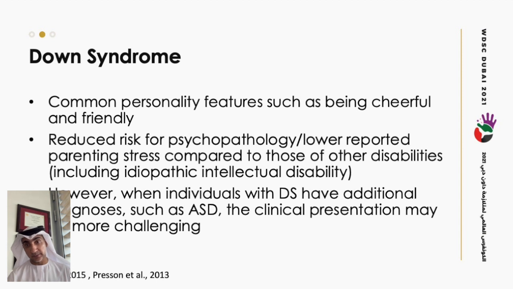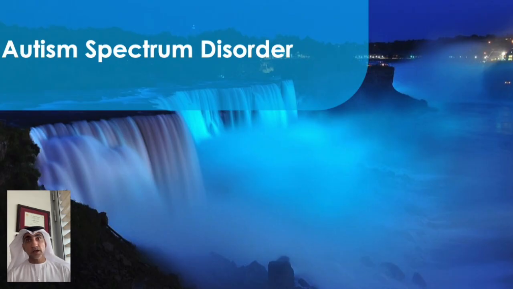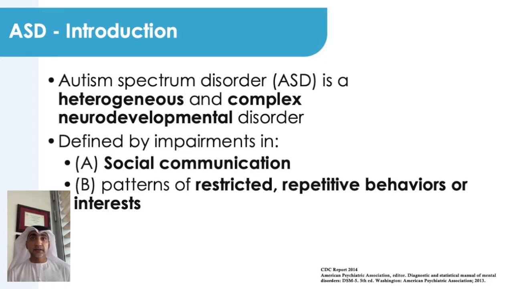idiopathic intellectual disability. However, children with Down syndrome may get an additional diagnosis, and this is the topic of today, including autism spectrum disorder. And this may very well further complicate the clinical presentation, as well as pose further challenges to parents and families. We will now shift gears to talk about autism spectrum disorder.